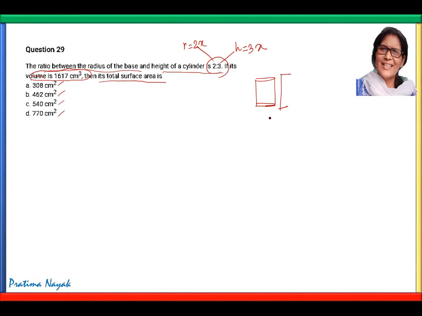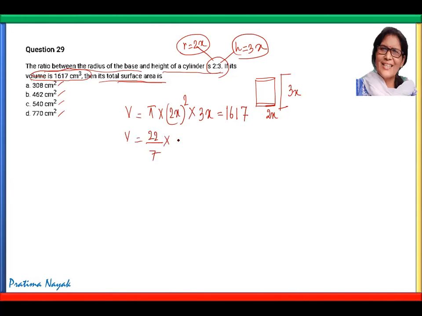So radius is 2x, height is 3x. So what is the volume? Volume is equal to pi r square. R square means 2x whole square into height. Height is equal to 3x. This is given 1617. Then we have to find x, then we'll go for radius and height, then we'll go for total surface area. So V is equal to 22 by 7 multiplies 4x square into 3x is equal to 1617.